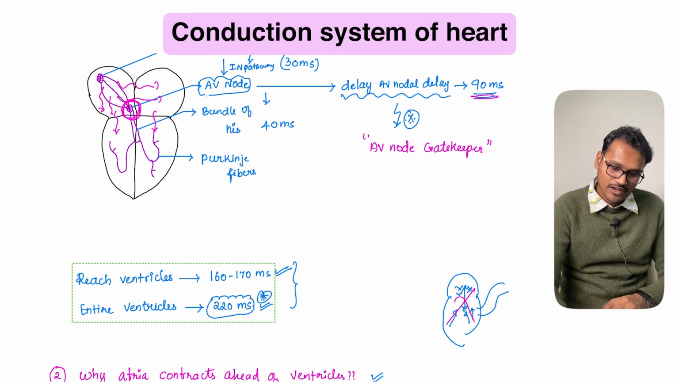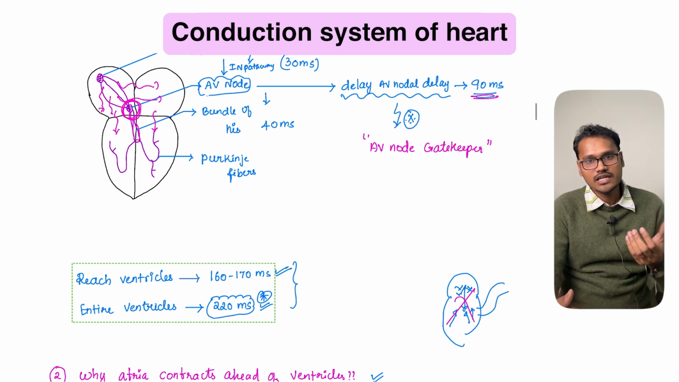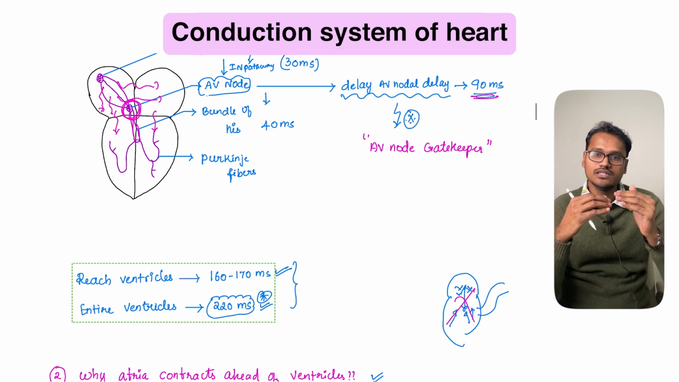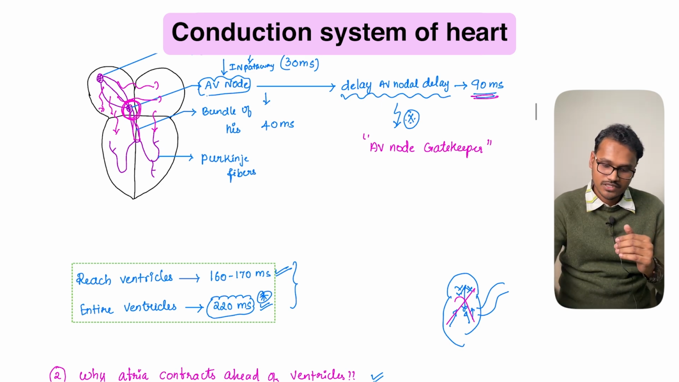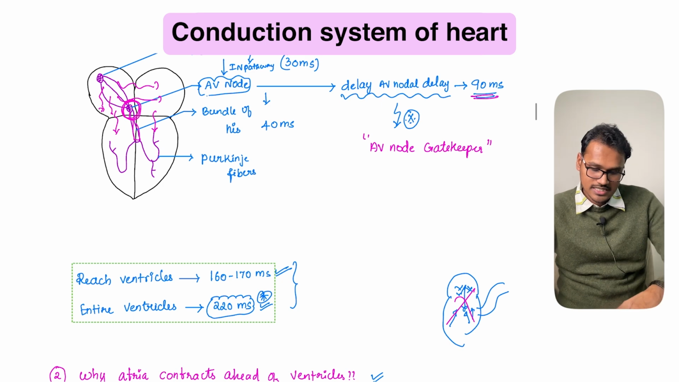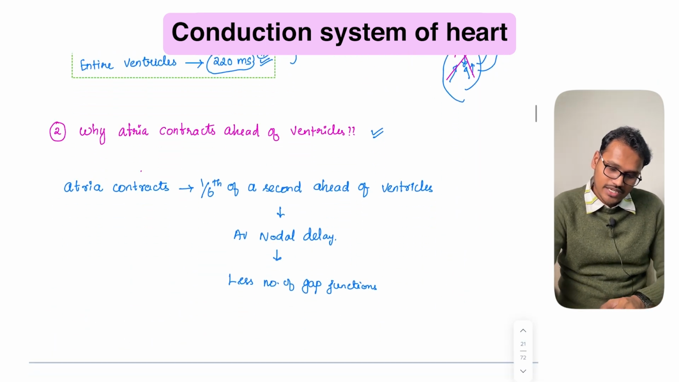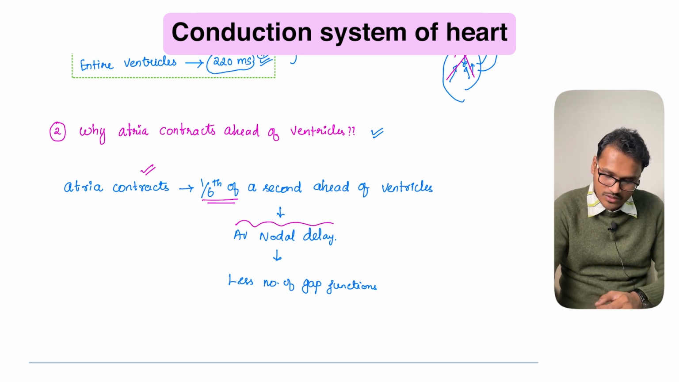So the next thing is, after this 90 millisecond delay, it is going to give the impulse to the ventricle, and now when the ventricle pumps, the tricuspid or the AV valves are going to close, and then the blood will be sent to the corresponding area, that is the pulmonary circulation or the systemic circulation. So the atria contracts around 1/6 of a second ahead of the ventricle. And why is this happening? Because of the AV nodal delay.